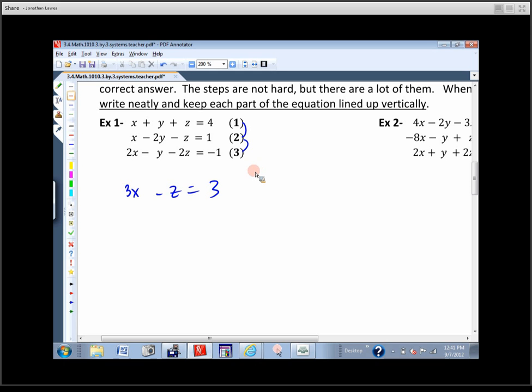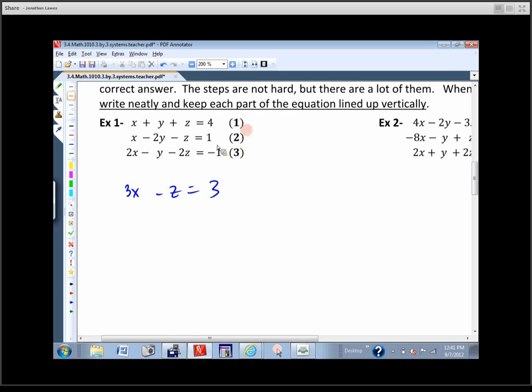Why is 1 and 2 better than 2 and 3? Yes. You don't have to change the sign, okay? All we have to do is make this a positive 2 and we can get rid of it. Here we'd have to make this a 2 and make it positive, so we'd have to change the sign and the number. Everybody with me?